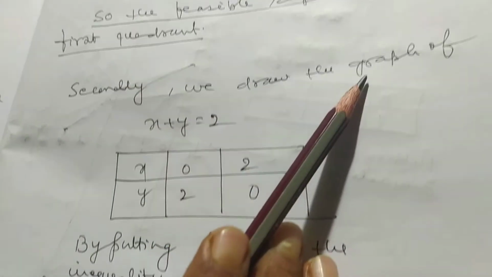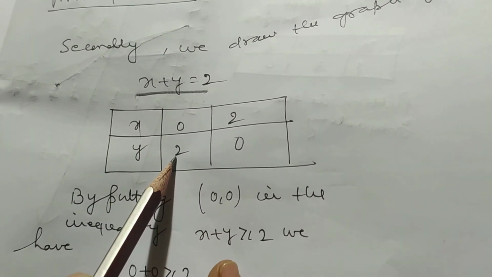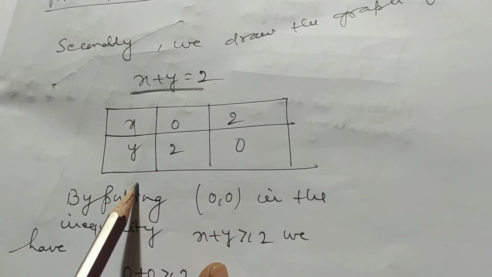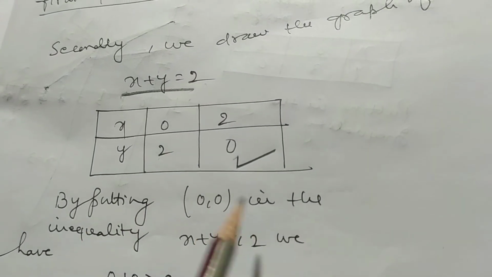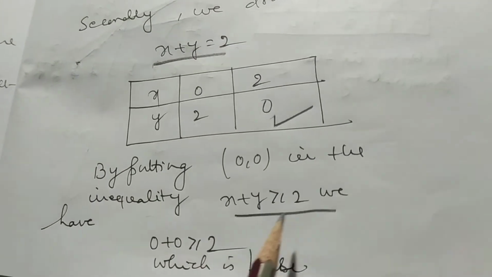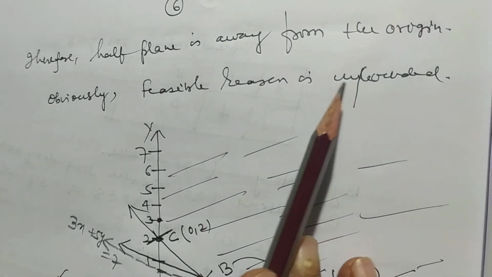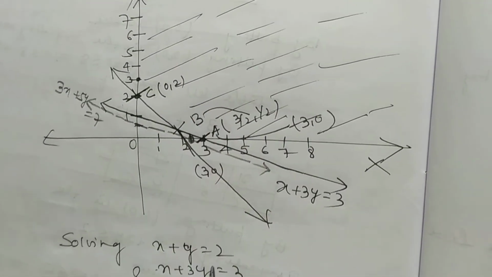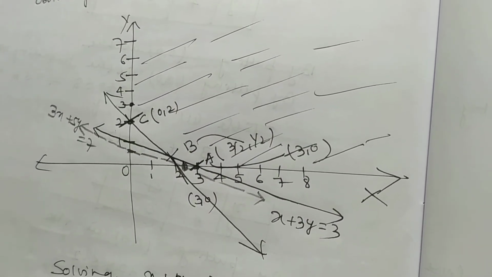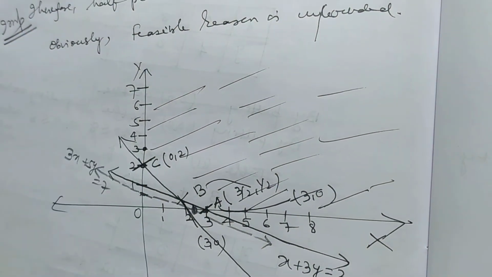Secondly, we draw the graph of x plus y is equal to 2. Put x is equal to 0, y is equal to 2. x is equal to 2, y is equal to 0. So by putting 0, 0 in the inequality x plus y greater than or equal to 2, we have 0 greater than or equal to 2, which is false. So therefore the half plane is away from the origin. Obviously the feasible region is unbounded. My dear student, this type of question is very, very important for the purpose of examination.